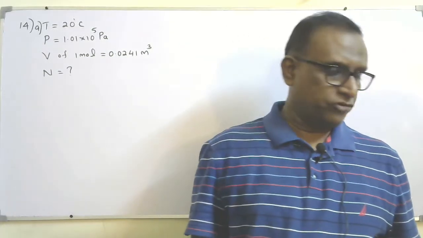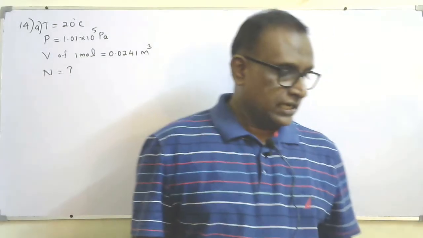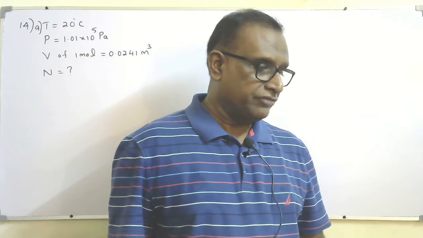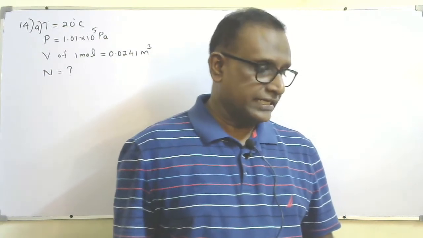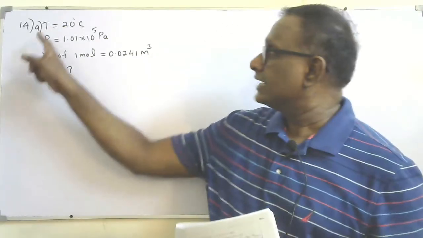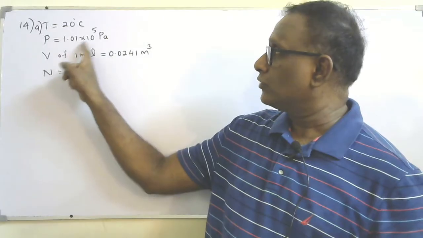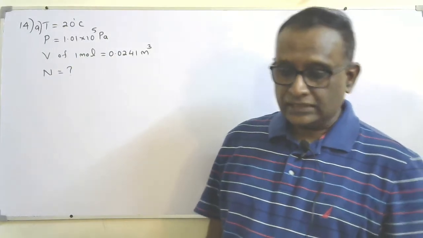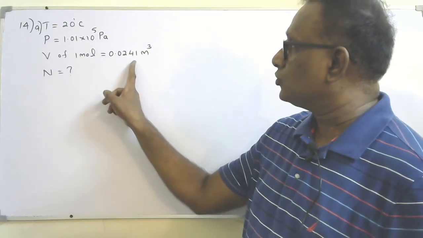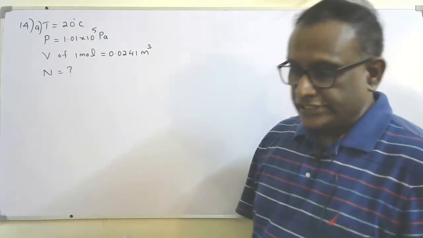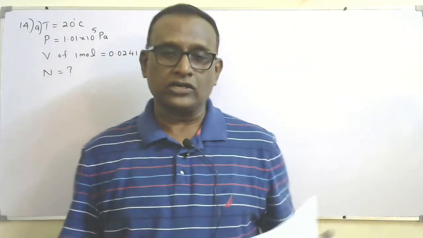Okay, question number 14a part. These are questions related to gases. Natural gas produced from landfill consists of a mixture of methane and carbon dioxide. At a temperature of 20 degrees Celsius, its pressure is 1.01 × 10^5 Pascal, and the volume of 1 mole of carbon dioxide is 0.0241 meter cube. The question is, show that the number of molecules in 1 mole of carbon dioxide.